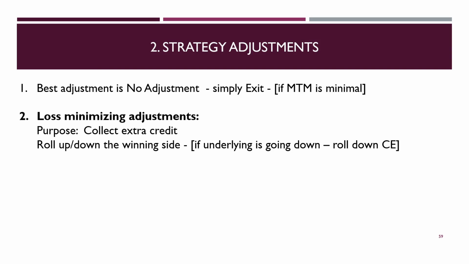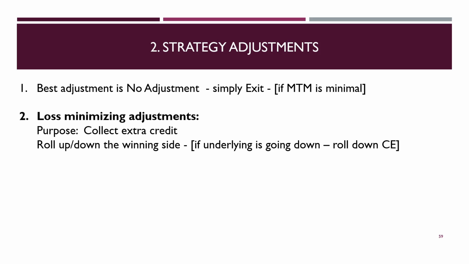Now here comes the actual adjustment part. Guys, the best adjustment is no adjustment at all. Simply exit the strategy if mark to market is minimal. If you are comfortable with the loss, rather than adjusting, exit the position. But if mark to market is not manageable, it is high enough due to maybe a sudden move in the price, then only move to the next step of what kind of adjustment we should do.